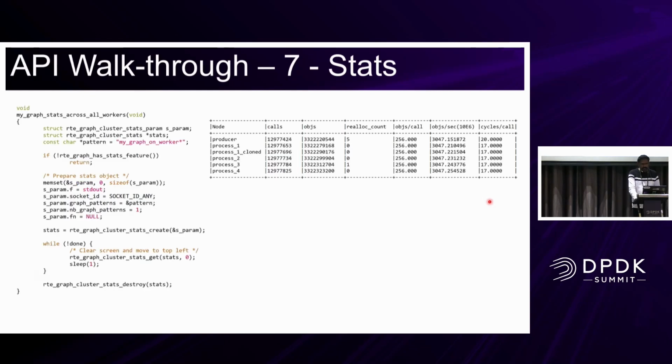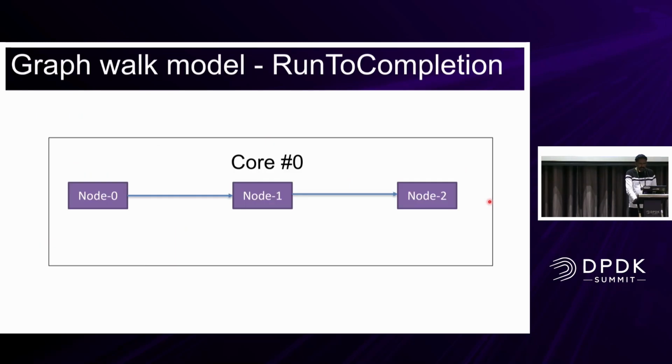Yeah, that's pretty much it in terms of the APIs. I think we have gone through the node registration, how to create the graph, how to walk through it, and how to see the stats, right? So now getting to another subject called graph walk models.